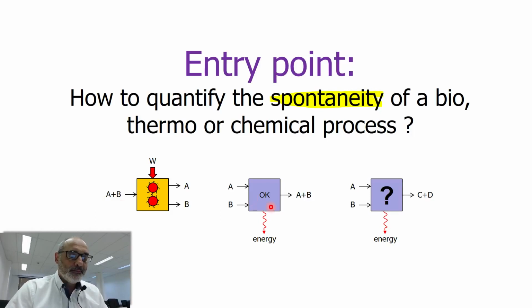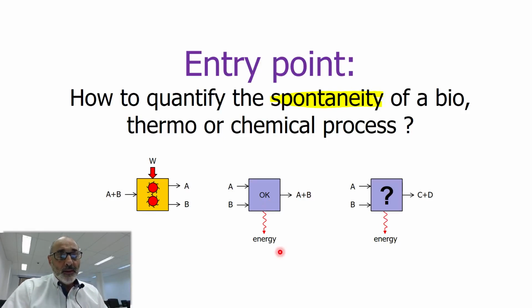If you have a mixer, with A and B entering separately, being mixed, and you have A plus B, it's very natural. Given that the energetic state of the output is lower than the input, it's natural to have some amount of energy release. If you mix ethanol and water, this mixing process releases heat, it releases energy.